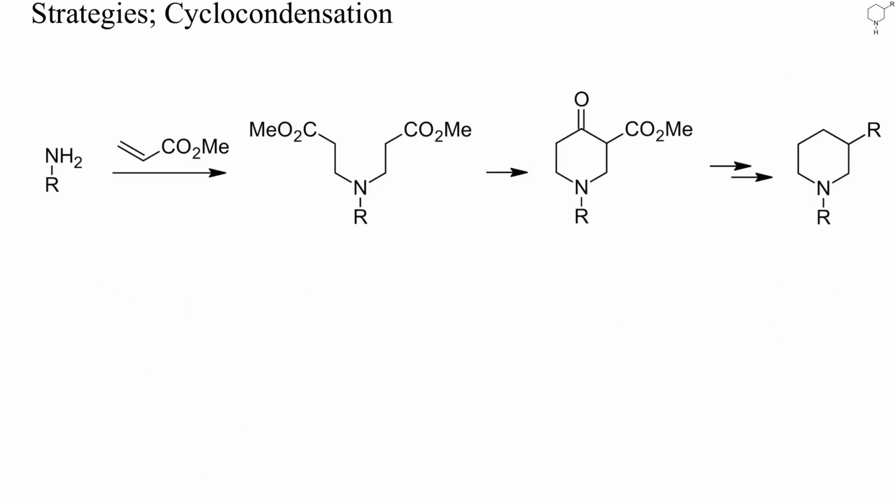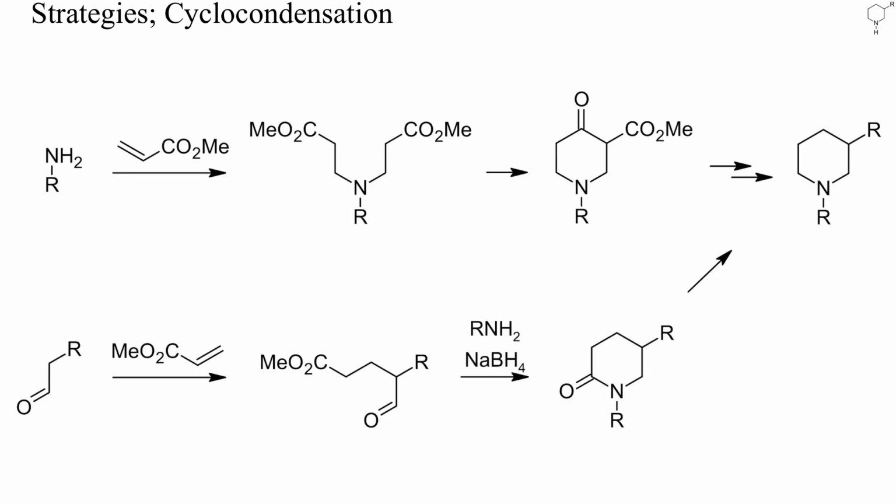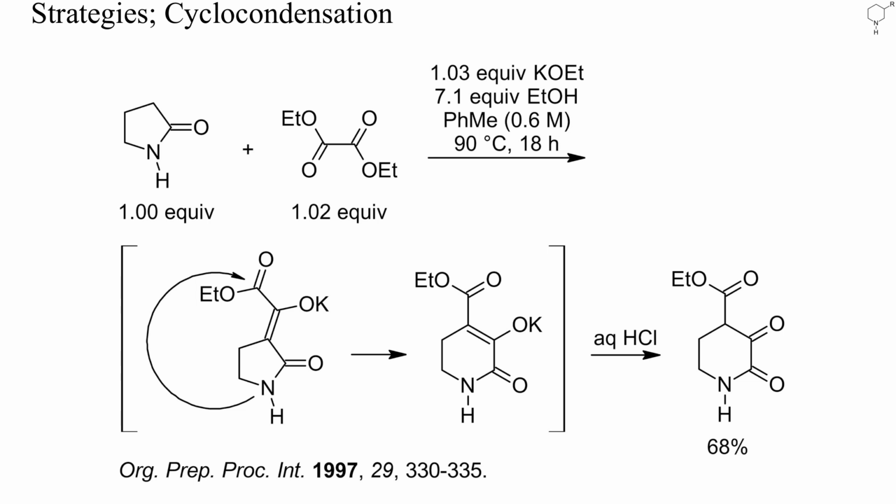Piperidines with substituents at position 3 can also be prepared by cyclization, for example by intramolecular Claisen condensation of the addition product of acrylates to primary amines. Michael addition of acrylates to aliphatic aldehydes yields oxoesters, and reductive amination then yields substituted piperidinones. Instead of aldehydes, also nitriles, amides or esters can be used. Another potentially interesting intermediate for substituted piperidines is the Claisen condensation product of pyrrolidinones with diethyl oxalate.